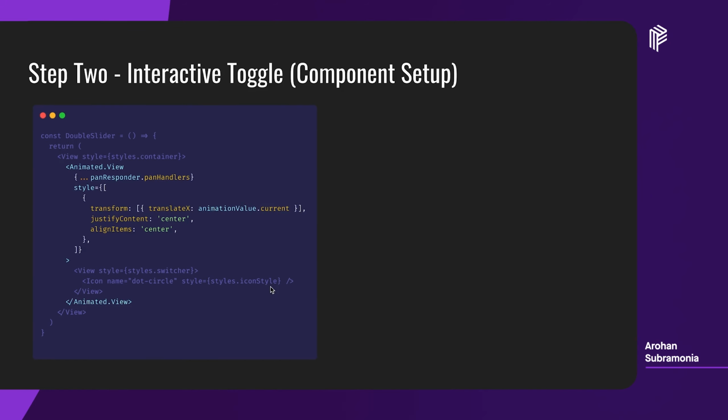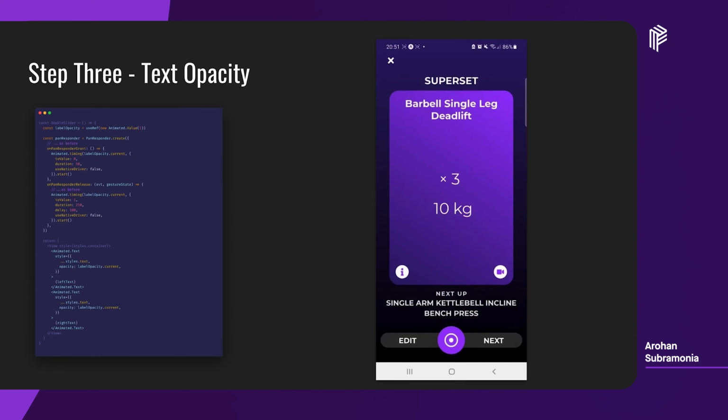Next, we have the component setup for this interactive toggle. We essentially take the PanResponder's handlers and we pass them into this Animated View object that we can wrap around our toggle component. And then we take the animation value that we had defined and pass it into the translateX attribute, which then transforms the toggle to move left and right as you press and drag left and right, I should say, on the screen. So that's how we get the basic animation of the double sliding spring.